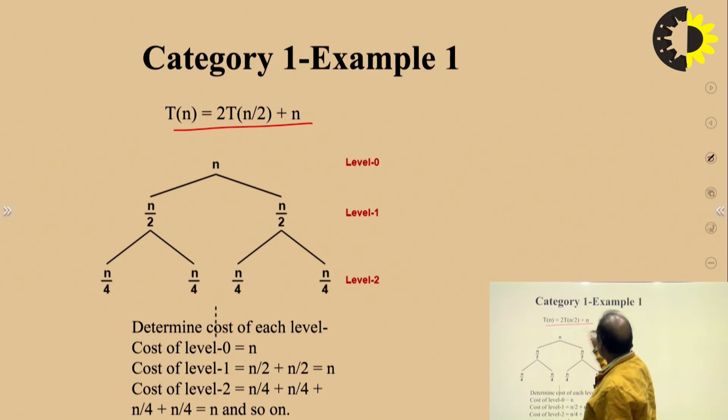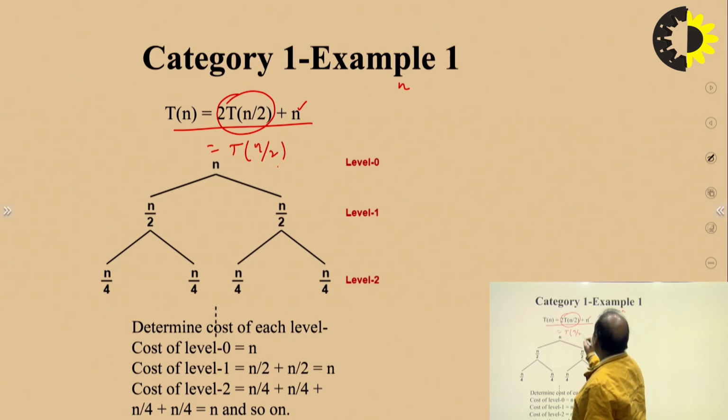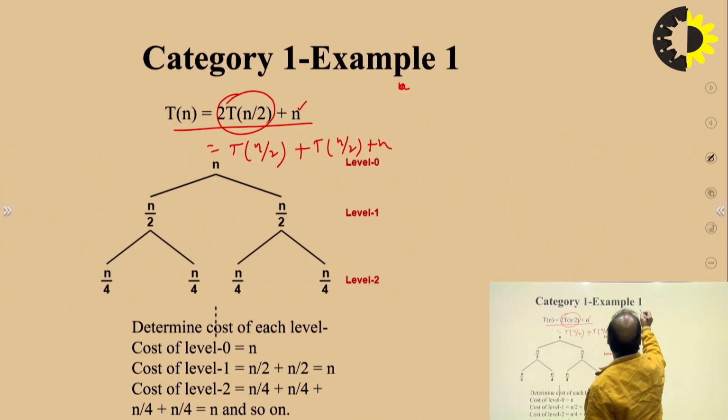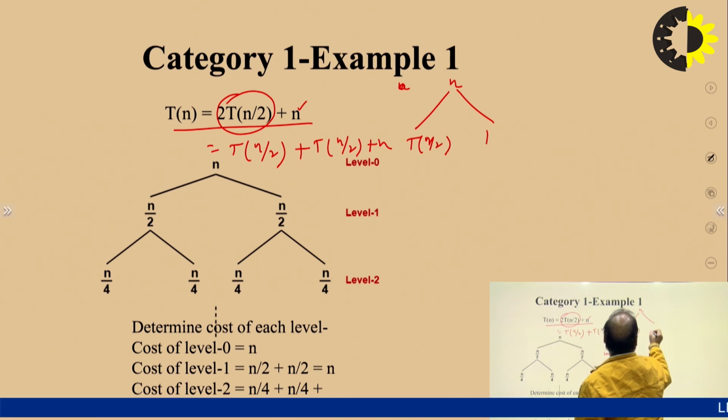So make this n, make this the root node, okay? n is the root node and this will be the leaf. So we know that this can be written as T(n) = 2T(n/2) + n. So what is actually happening? This is n, and then this will be T(n/2), T(n/2). Actually, this is the situation, right?